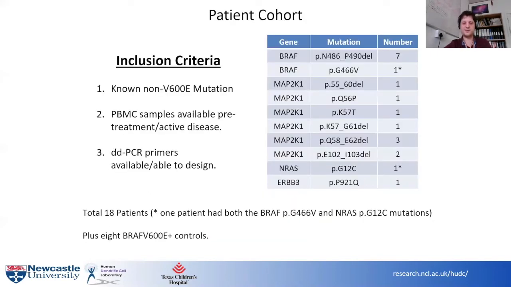So the inclusion criteria was fairly simple for this. It was patient samples, mostly from Carl Allen's cohort and a few from the Newcastle cohort, where a non-V600E mutation was known. PBMC samples were available from the freezers, and ddPCR primers were available direct from Bio-Rad, or I was able to design them myself. There was a total of 18 patients enrolled: 6 patients with the BRAF indel, 1 patient with an alternate BRAF G466V mutation, 6 different MAP2K1 mutations, 1 NRAS mutation and 1 ERBB3 mutation. We also had 8 BRAF V600E controls. Next slide, please.